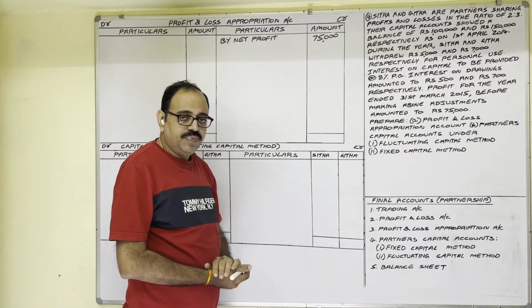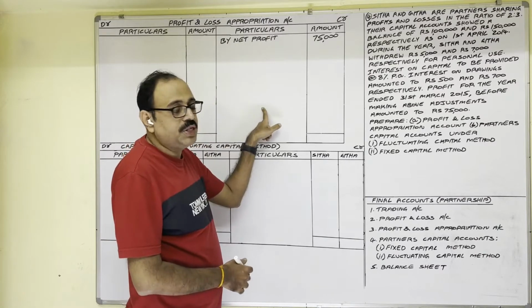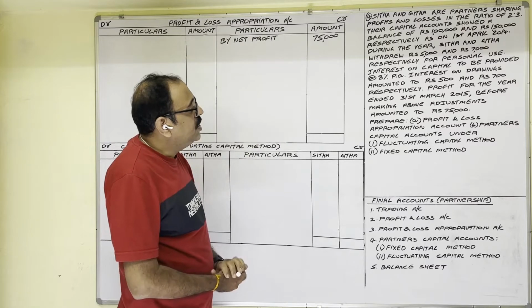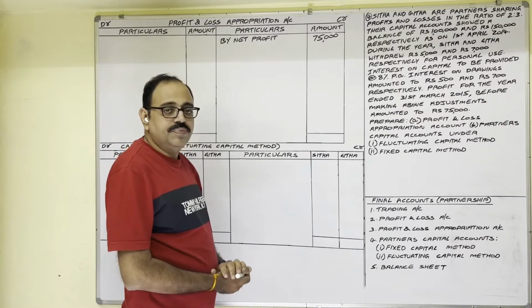Drawings are also the same. Not an expenditure, not an income. So don't show it in the P&L appropriation account. Continuation: interest on capital to be provided at the rate of 8% per annum.